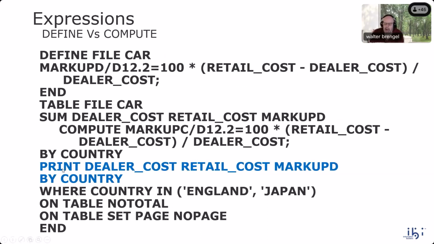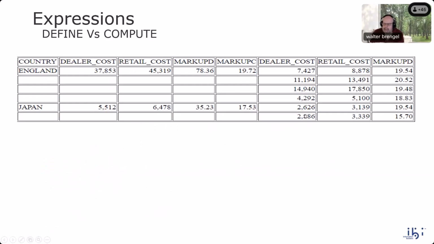I altered the code a little bit and added a print of dealer cost, retail cost, markup D by country. So now this has become a multi-verb request. I'm doing this so I can see the detail lines as well as the aggregate lines. So here's the 78.36 we saw and the 19.72, but then we see the individual values for each model.